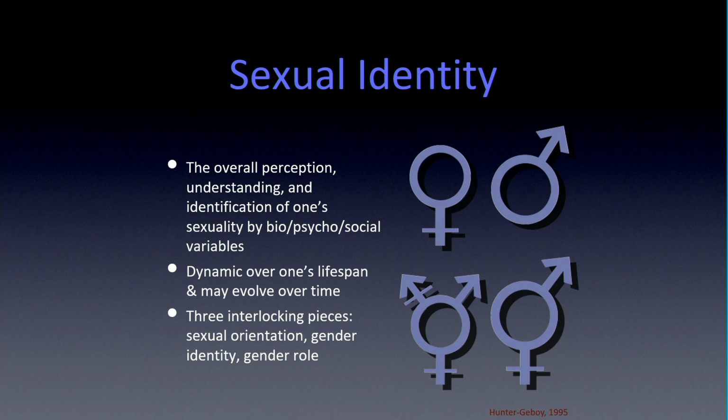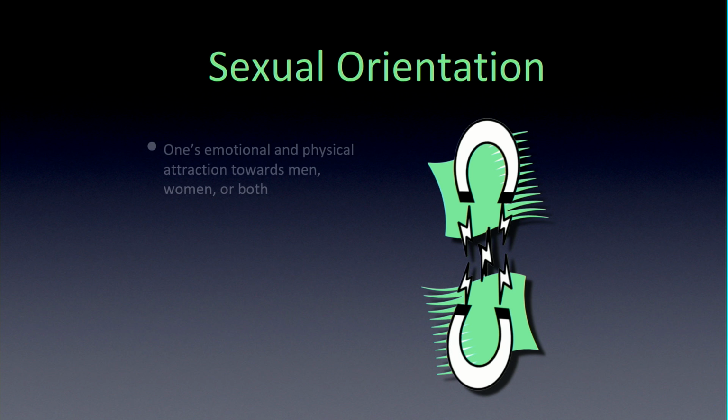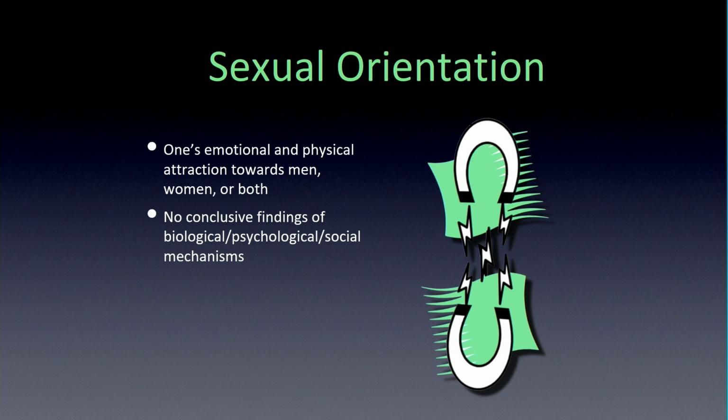And there are 3 interlocking pieces we'll speak about. So sexual orientation, gender identity, and gender role. I'll define each of those so you have a better understanding about how each one works. So the first one is sexual orientation. I just brought that up in that first slide with the data. This is one's emotional and physical attraction towards men, women, or both. And there's really no conclusive biological, psychosocial findings regarding the why behind this.